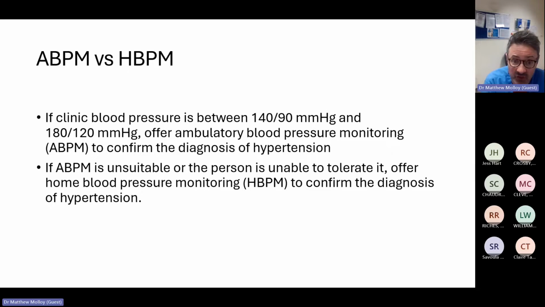And we also need to make sure that the cuff is the right size. Quite frequently we see patients who are not given the right cuff on an ABPM, and that's the reason it's hurting them so much.